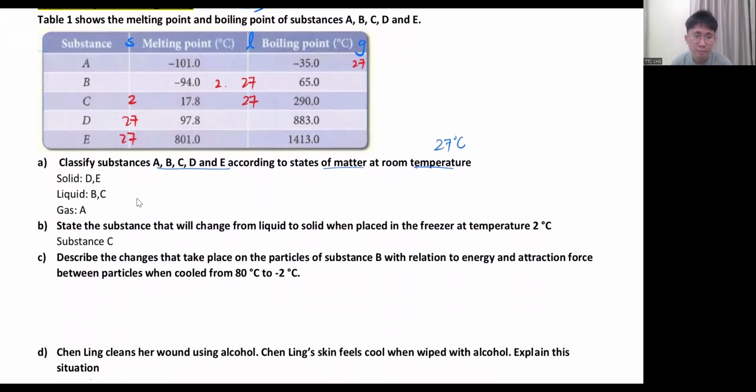Okay. So of course, going down, describe the changes that take place to the particles of B with relation to energy and attraction force between particles when cooled from 80 to -2.